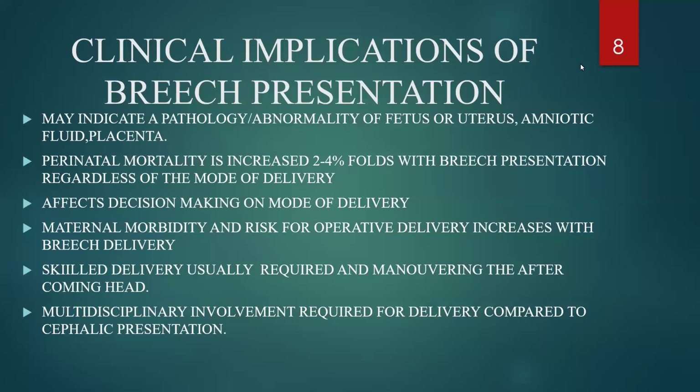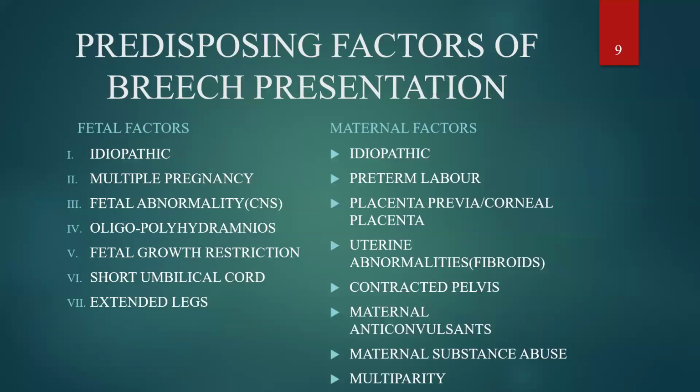So the clinical implications of breech presentation. Breech presentation may indicate a pathology or abnormality of the fetus, the uterus or amniotic fluid, and the placenta. With the fetus, usually it is abnormalities of the upper part of the fetal body, which could be hydrocephalus, or cystic hygromas on the neck, anything making the upper part of the body bulkier than the breech. It could also be a bicornuate uterus, anything that reduces the space of the intrauterine cavity. And then you have extremes of amniotic fluid volume, that's oligohydramnios or polyhydramnios. Then placenta abnormalities.